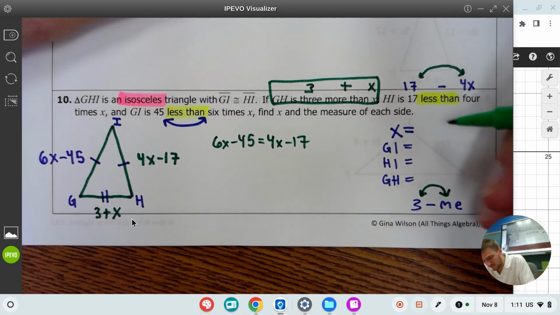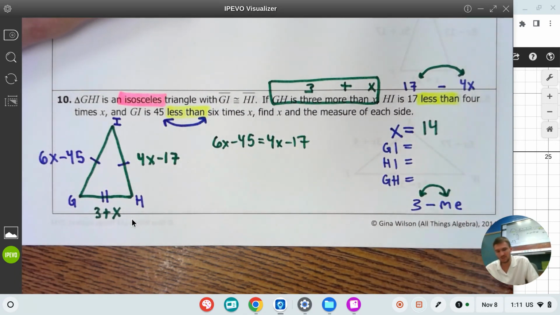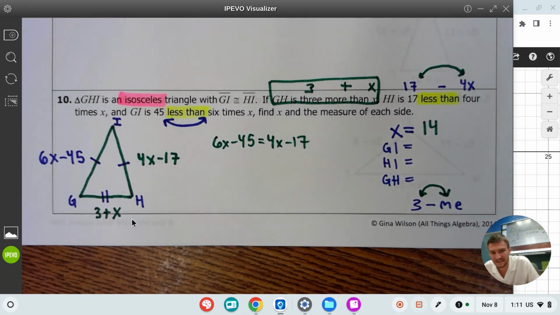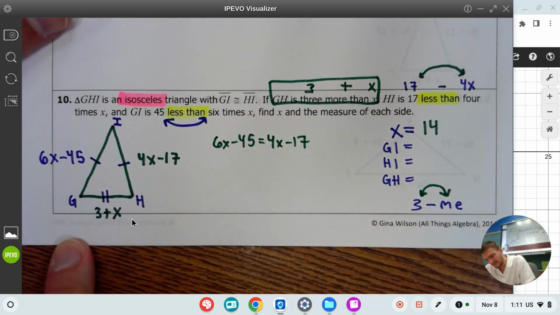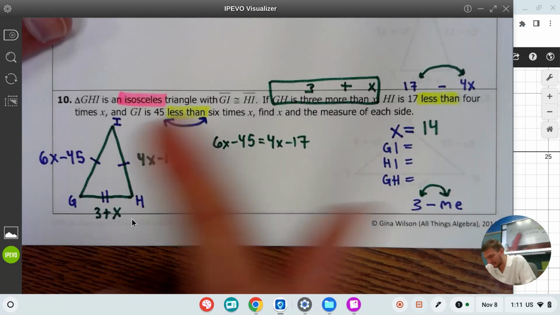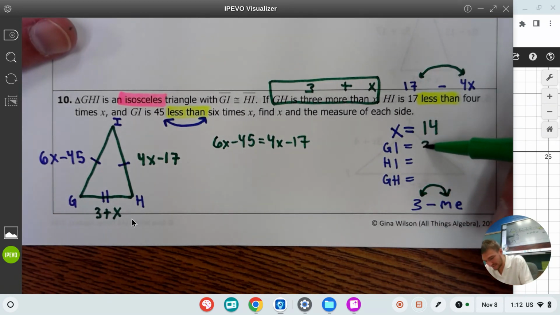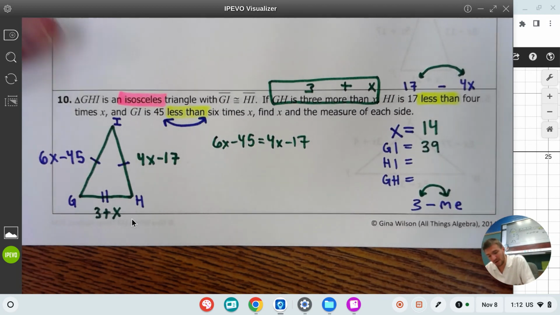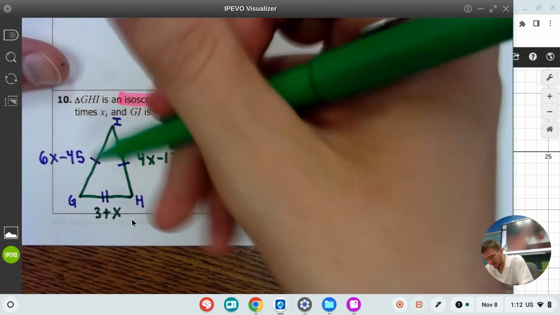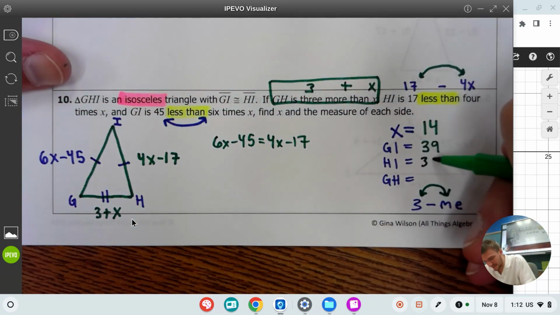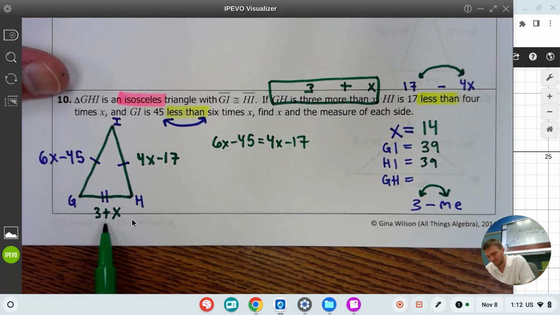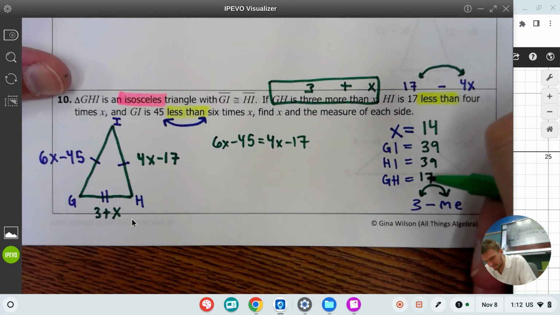I agree with you. 14. Once we get the x, we need to find our side lengths. Then we need to plug that in. Yeah, you plug in the x there, sure. 6 times 14 is 84 minus 45 is 39, is that right? Do we know another one is 39, or is that the only 39? Which one's 39? The other one, which is HI, which is 39. And I think we can do this in our head. What's 3 plus 14? 17.